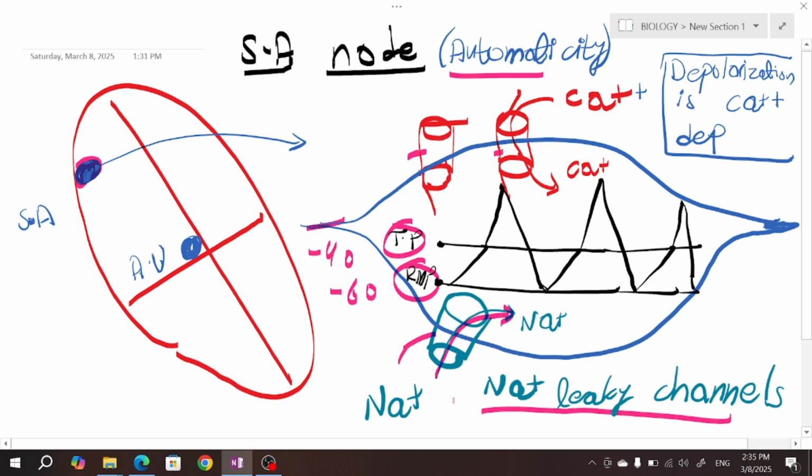As soon as the sodium ions, or positive ions, are continuously coming inside the SA nodal cells, the inside of the cell becomes a little bit positive. The resting membrane potential was more negative, but when the sodium is continuously influxing, the resting membrane potential starts becoming less negative, or a little bit positive, which is minus 40.